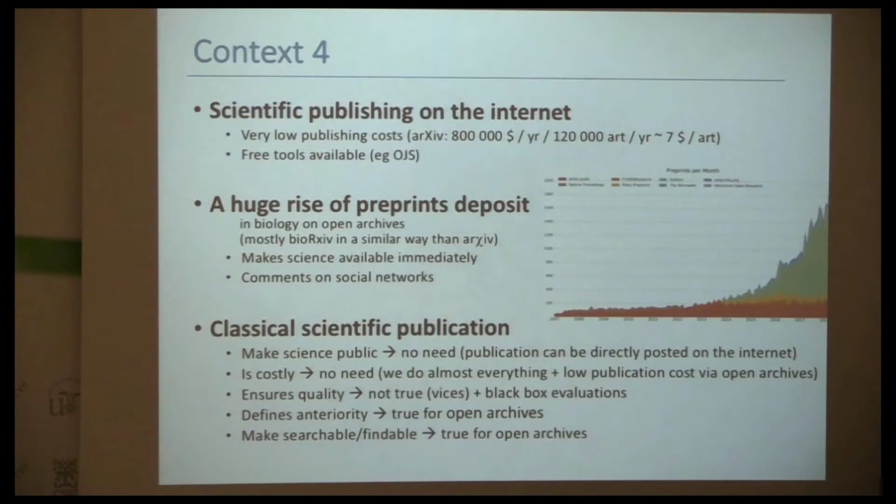It ensures quality. This is not true. There are biases, and the evaluation, the peer review, is sometimes a black box evaluation. It defines anteriority, but this is true for open archive, and it makes articles searchable and findable, but this is also true for open archive.